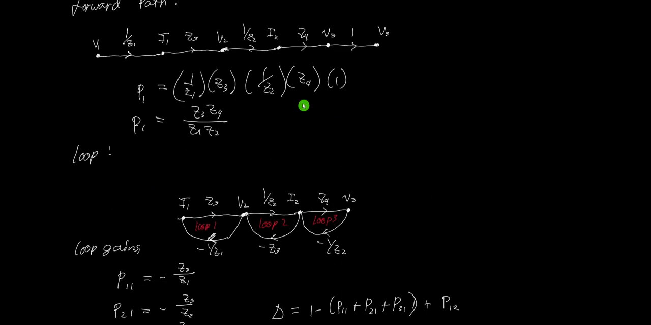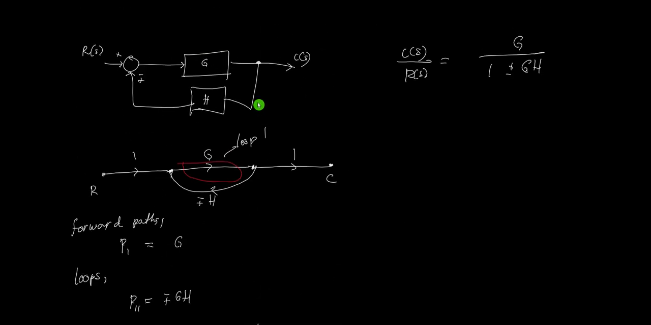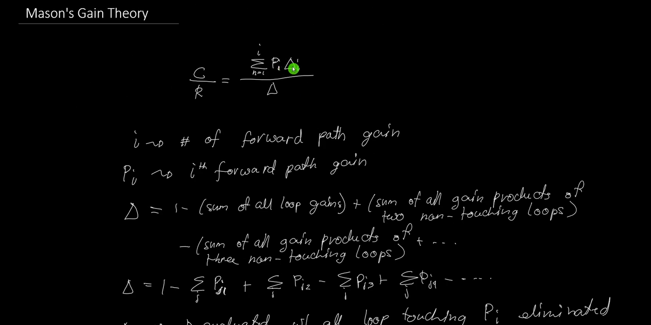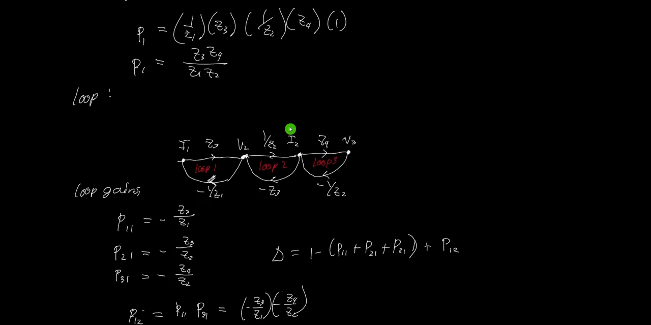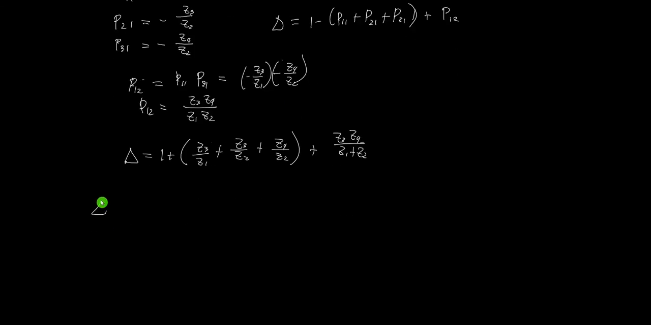And the last thing that we need in our formula is delta I here. Because we only have one forward path, we only have delta 1. If there are two, then you have delta 1 and delta 2. And delta 1 is evaluated from here.